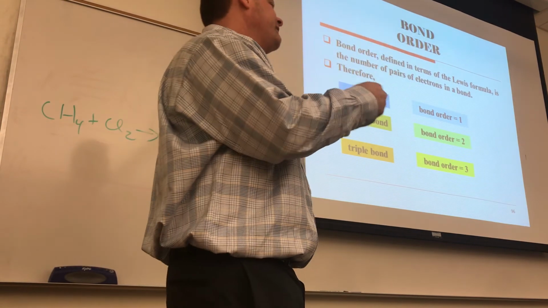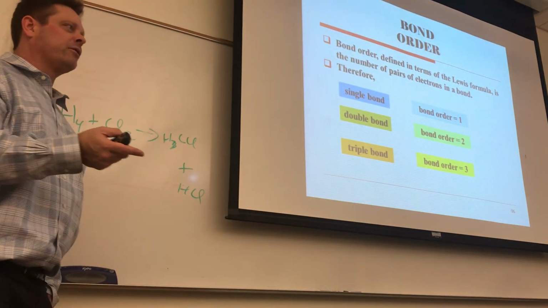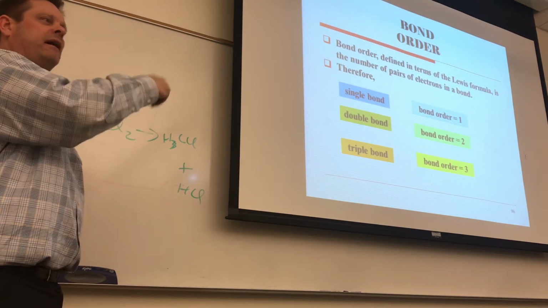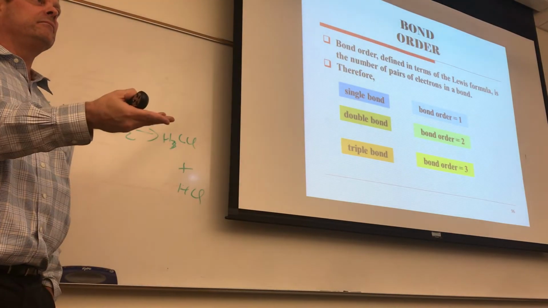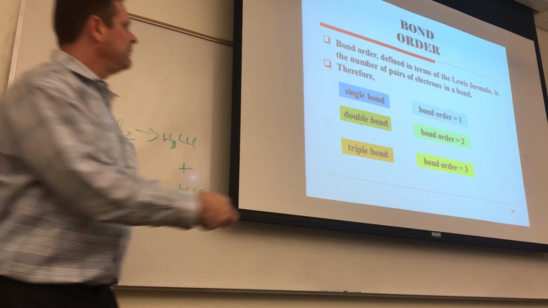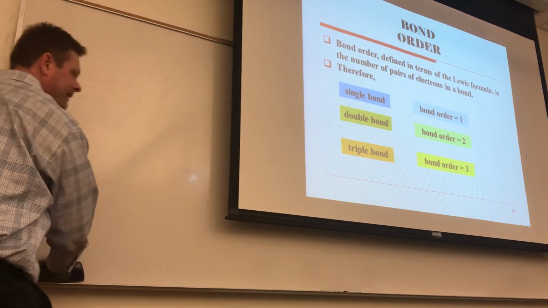But what if I have a resonance structure? In the bond order, if I had a double bond and a single bond in one, and then a single bond and double bond, the overall bond order would be 1.5. Why 1.5? Because it's in between.